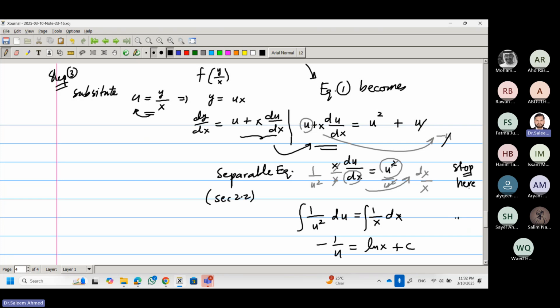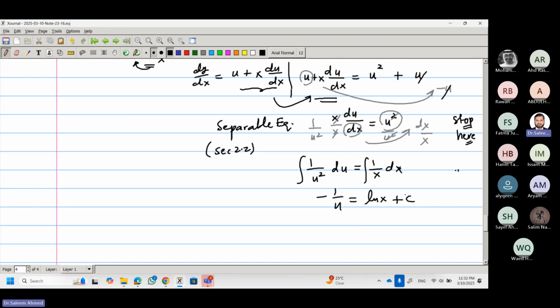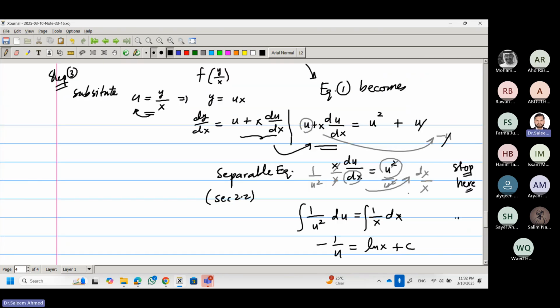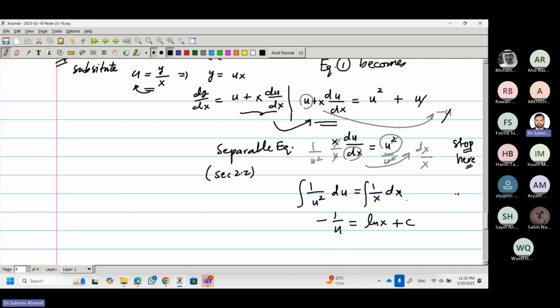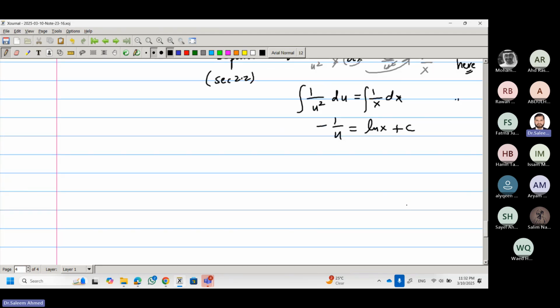If I only ask you to find the separable equation after substitution, that's it. If I don't ask you to solve, you can stop here in this step. Otherwise, you can complete. What is my u? U is y by x. So this becomes minus x by y is equal to log of x plus c. And from here, you can find the value of y as well.